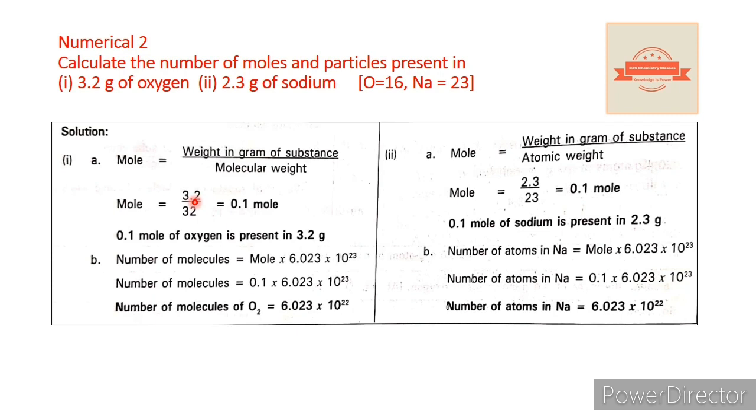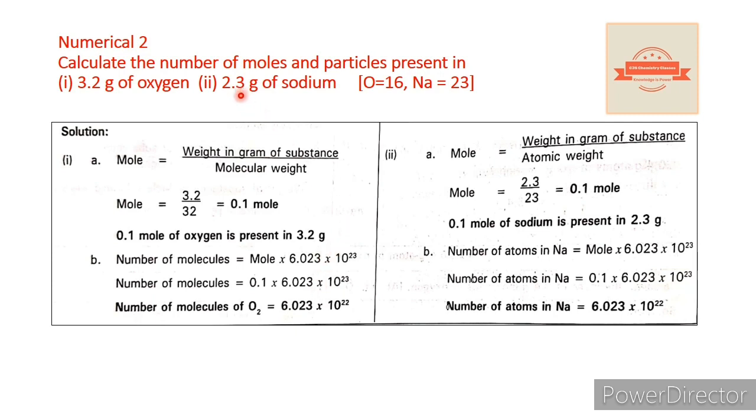The mass of oxygen given is 3.2 gram and molecular weight is 32. Therefore, number of moles becomes 0.1. Now, in 1 mole of oxygen, there are 6.023 into 10 to the power 23 molecules. Therefore, in 0.1 mole of oxygen, number of molecules will be 0.1 into Avogadro number.